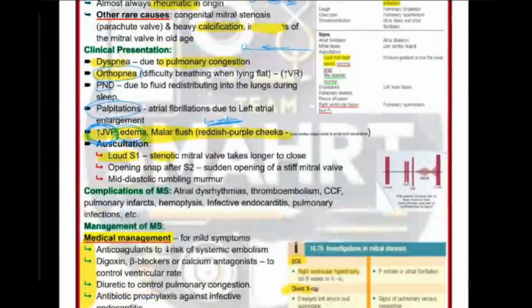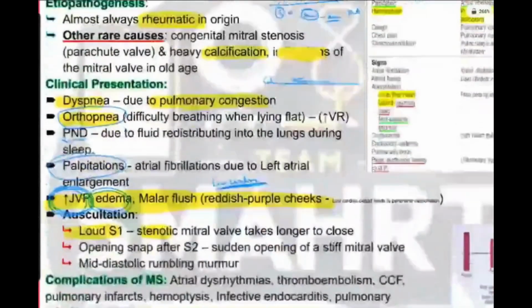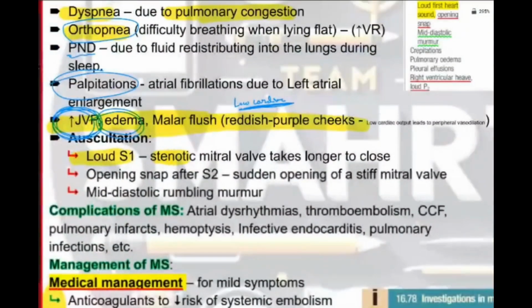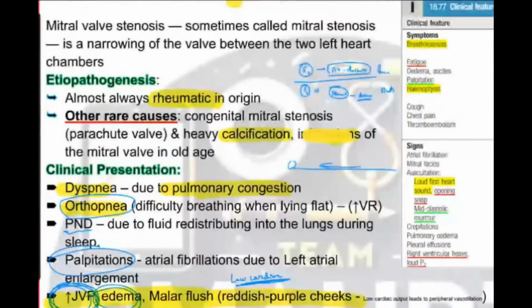Okay, MS over. Any doubts in MS? Any doubts in MS?